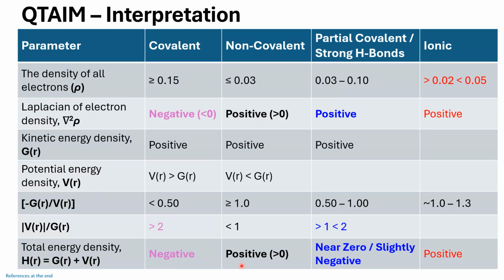And then total energy density is also negative for covalent, but positive for non-covalent. For partial, it's near zero or slightly negative. And of course, for ionic, it is also positive. So this is just a basic overview of the concept, how things will work. Now we're going to implement all this into our own study.